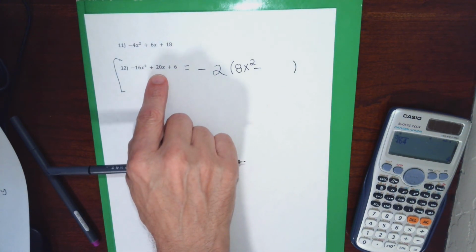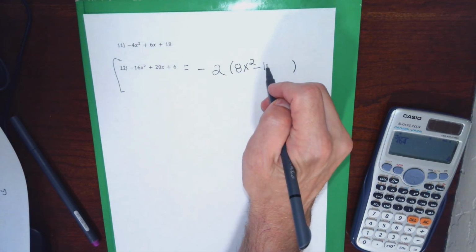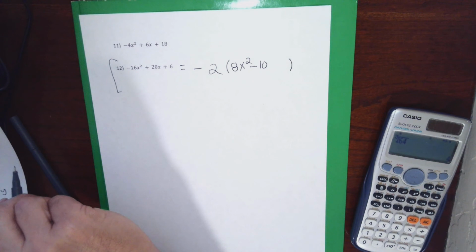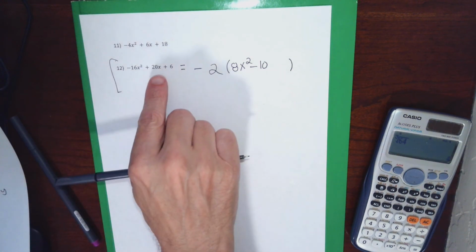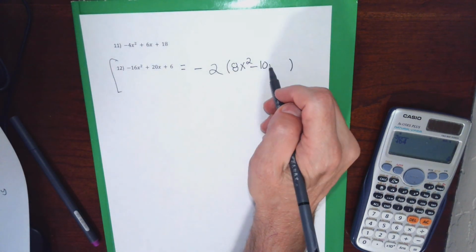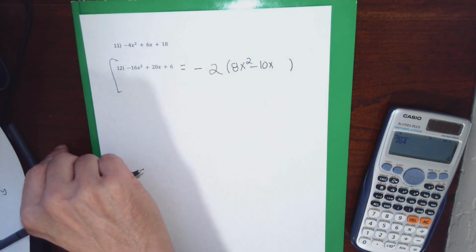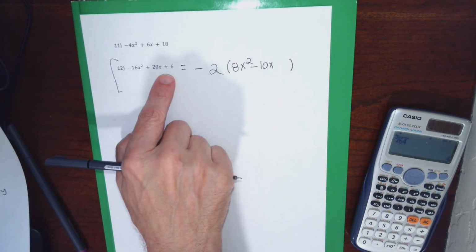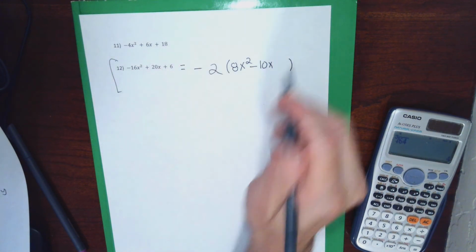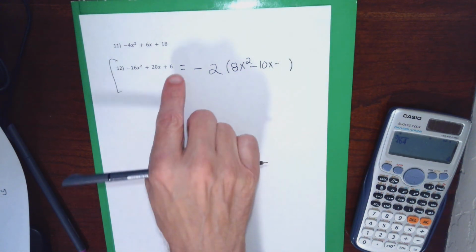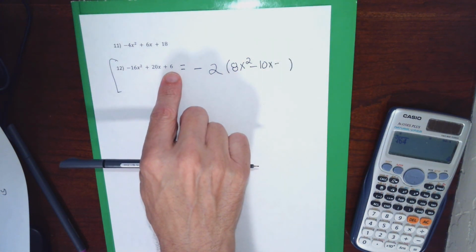The 20 that's in front of the x, I'm going to divide by 2 and get a 10 for my middle term inside my parentheses. And I'm going to leave the x because I didn't factor out an x. Last term in my parentheses, the sign is going to be minus because when I factor out a negative, I switch positive signs to negatives. I switch negative signs to positive. And the 6 is going to turn into a 3 because I factored out a 2.